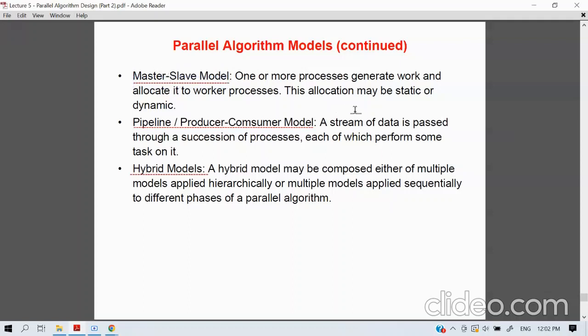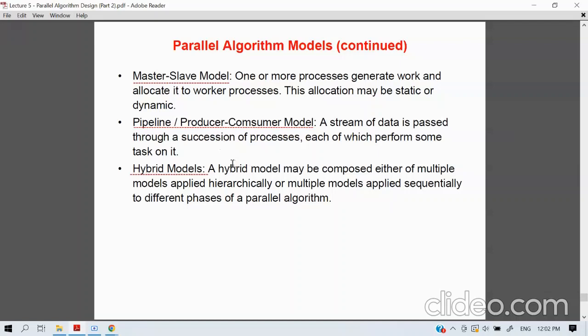Okay, then another one is called the pipeline or producer-consumer model. So a stream of data is passed through a succession of processes, each of which performs some task on it. It's a pipeline. You can stream the data through the succession of processes.